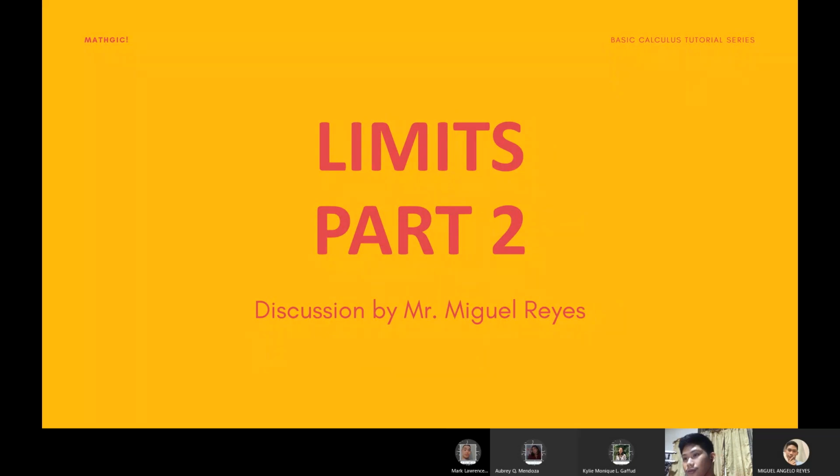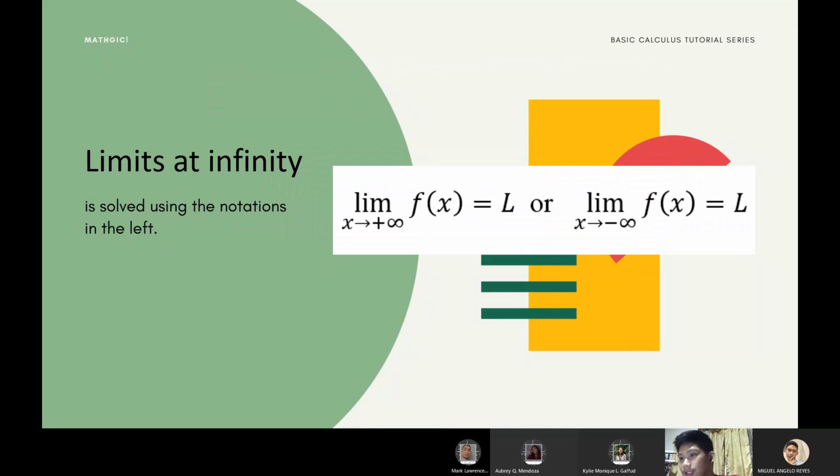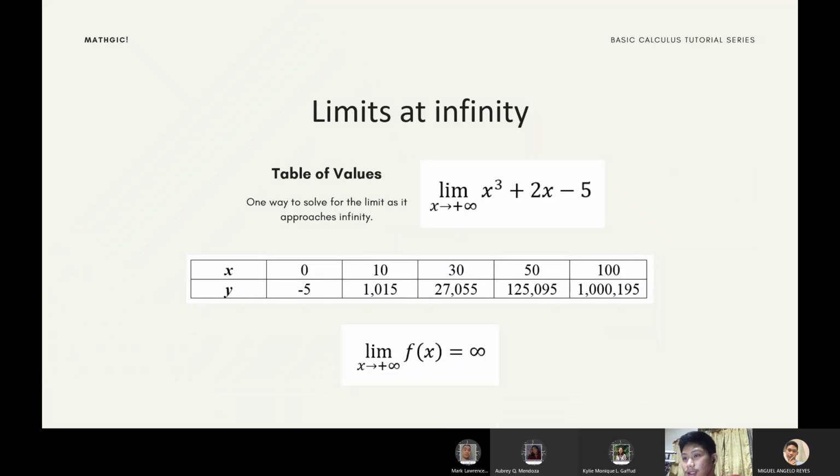Limits part 2. Limits at infinity is solved using the notation: the limit of f of x as x approaches positive infinity equals L, or the limit of f of x as x approaches negative infinity equals L. Limits at infinity: a table of values is one way to solve for the limit as x approaches infinity.